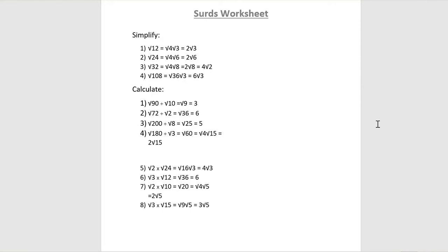The next question is root 3 times root 12. This gives us root 36, and root 36 is equal to 6. For our next question, we have root 2 times root 10, and that gives us root 20. Root 20 is made from 4 and 5, and root 4 is always equal to 2. So our final answer is written as 2 root 5. For root 3 times root 15, we have root 9 root 5, because we get root 45, and 9 times 5 equals 45. The root 9 is simplified to 3, so we get 3 root 5.